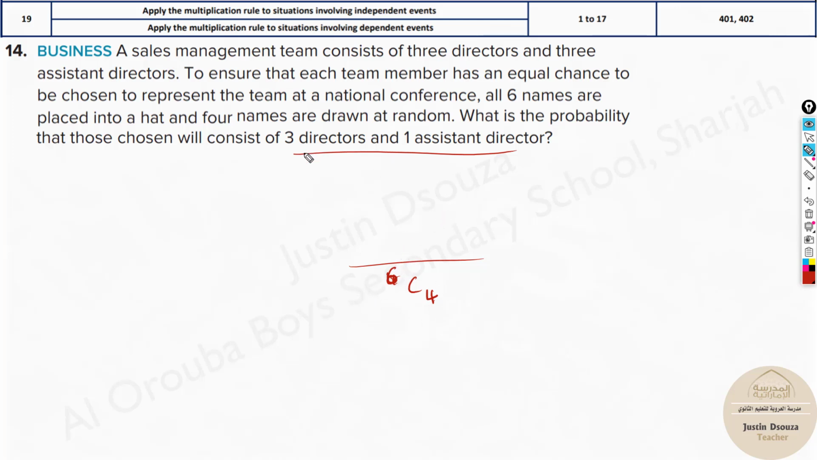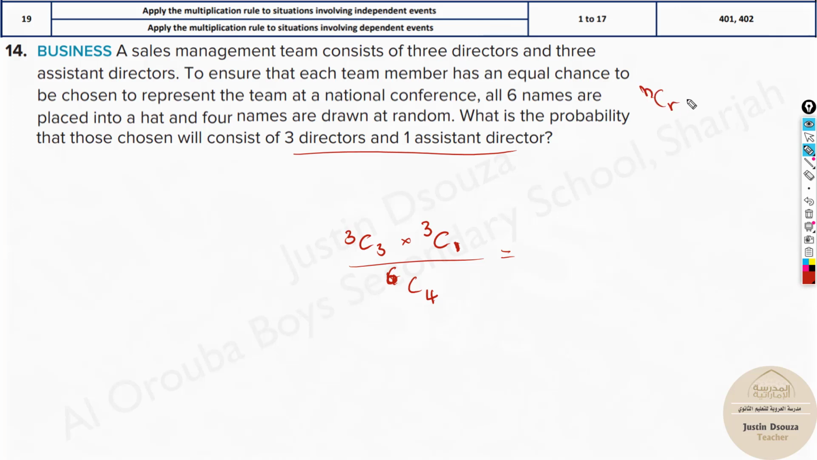We want the probability of 3 directors and 1 assistant director. Originally there are 3 directors and 3 assistant directors, but we just want all the 3 directors and only 1 assistant director, right? So what is the desired outcome? Now these can be written like this. There are 3 directors and all the 3 directors are being chosen. NCR, that is 3C3. But how many assistant directors are there? 3 are there, but only 1 is being chosen. So 3C1. Now we can solve this up using formula or by calculator.